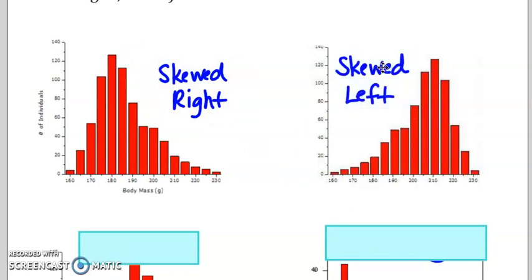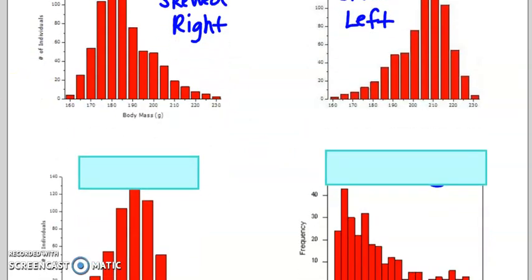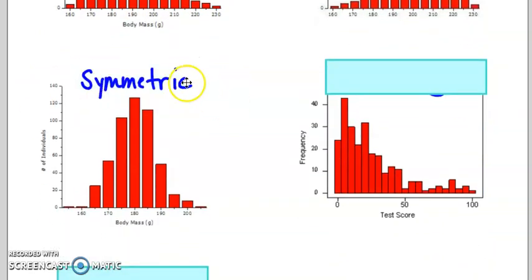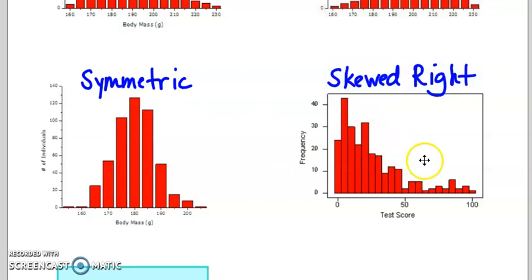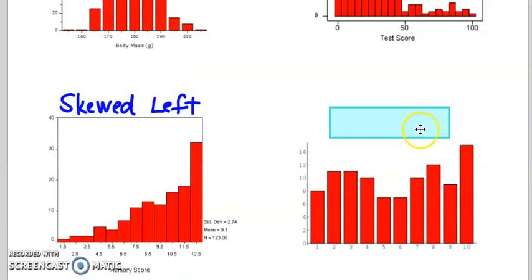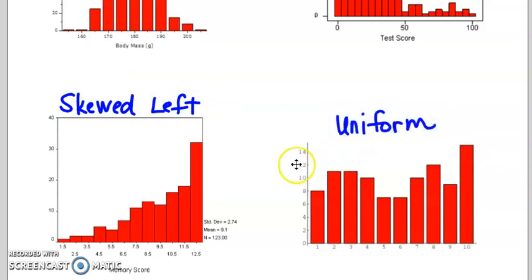Second one, our tail goes to the left, so it's skewed left. Third one, left and right side look pretty much the same, so I'd call that symmetric. Next one, the tail is going to the right, so we are skewed right. Next one here, our tail looks like it's going to the left. Lo and behold, skewed left. And this one would be uniform because they're all roughly the same height, give or take.